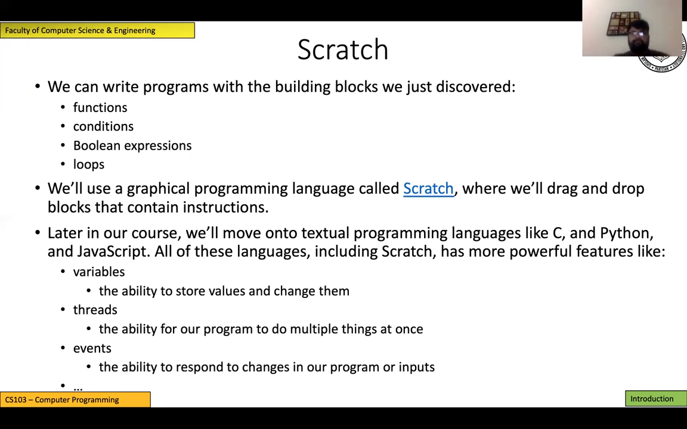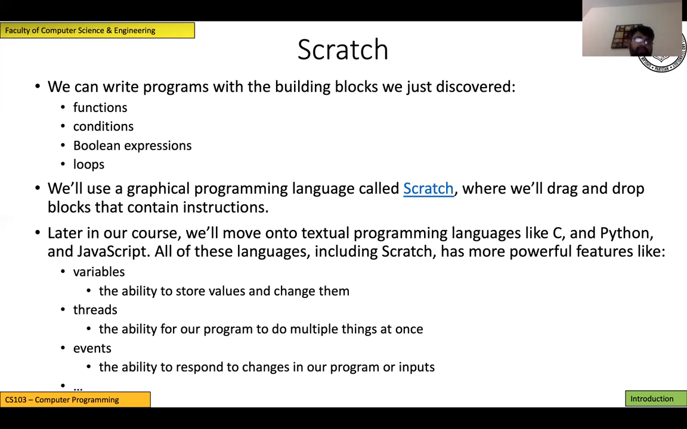Now what I want you to do is go into a programming language called Scratch. It contains these building blocks that we've just discovered: functions, conditions, Boolean expressions, loops. We'll use a graphical programming language which is called Scratch. You can just Google it and use Scratch to drag and drop blocks that contain instructions.